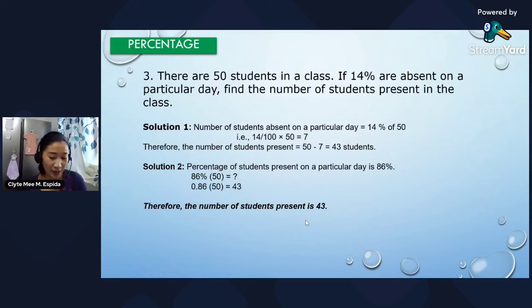Okay, so 7 yung absentees and 43 yung present or nasa attendance na students. Okay, congratulations if you got the correct answer. So medyo para palagay ko, mas madali sa inyo yung percentage.